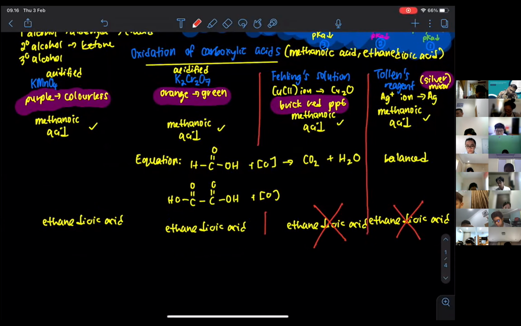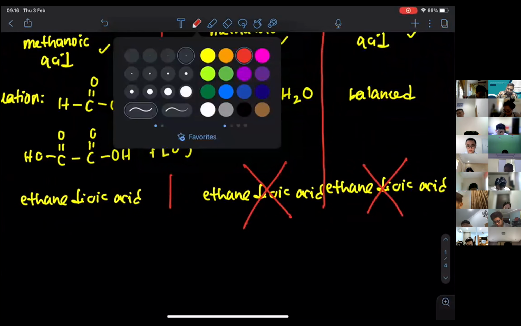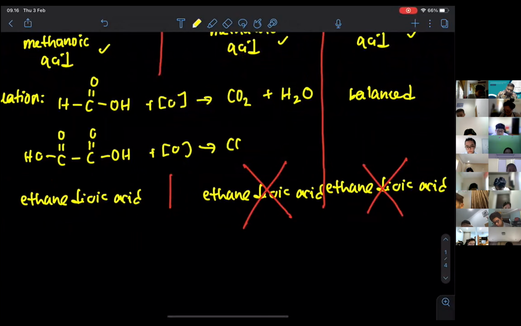I put it over here. Okay. So what will happen in terms of equation? Let's look at the equation. They are going to give us, same here, carbon. If you have carbon, they are going to give you carbon dioxide and they are going to give you water.